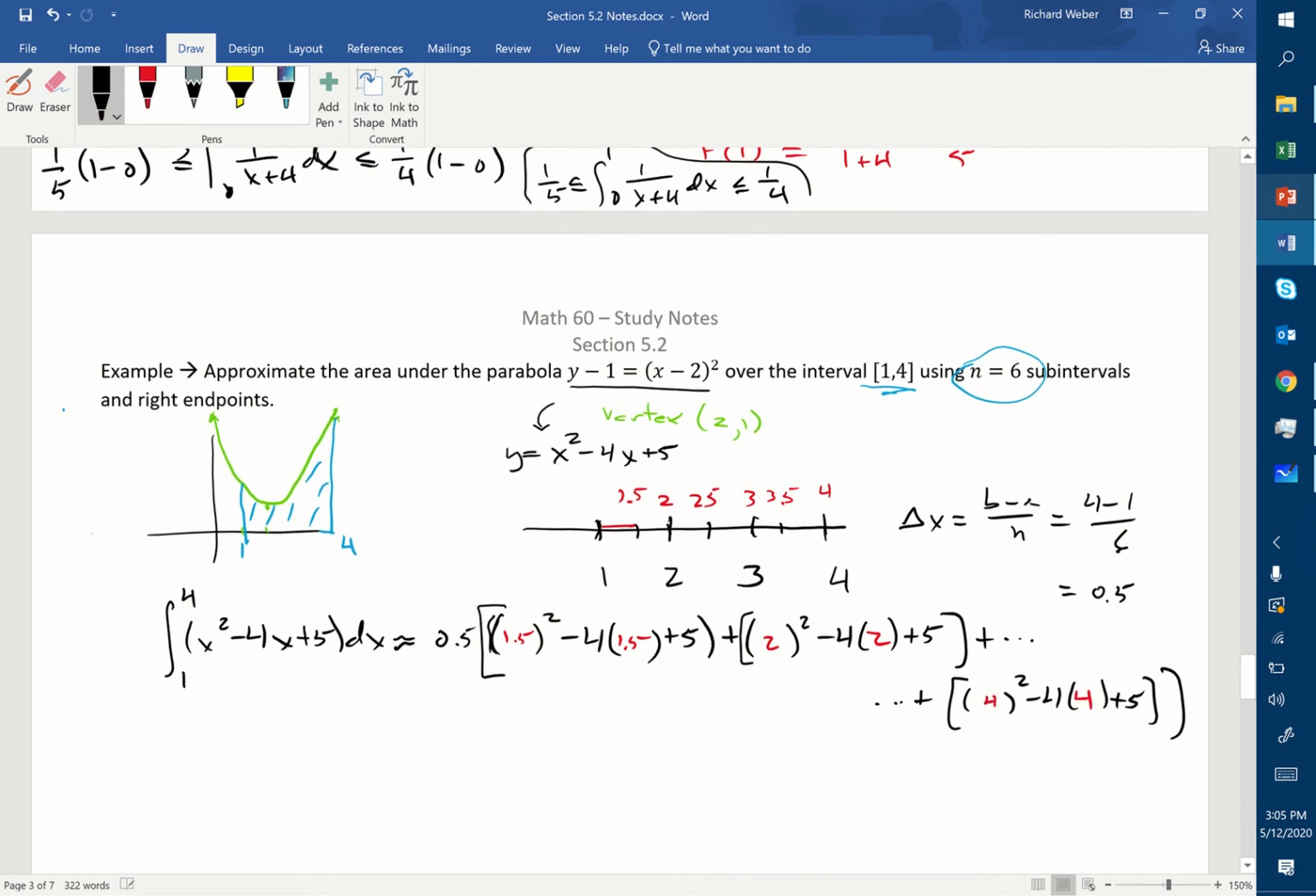So you whip out the calculator, and you come up with your approximation. I already did it. I'm looking for the number now on my piece of paper. I think it's 6.875.